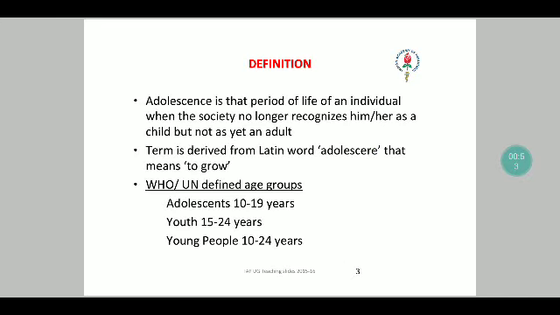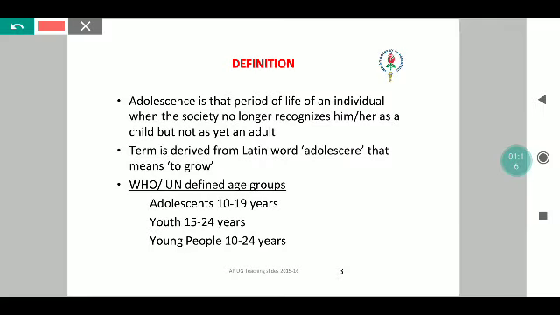With that introduction, coming to the definition, it's that period of life where the individual recognizes that society no longer sees him or her as a child, but at the same time not yet as an adult. Like I mentioned, it is a transitional period, and during this transitional period, you can define it by various age groups. The UN and WHO have jointly defined adolescence as a time between 10 to 19 years of age. It is important to keep this in mind, and at the same time, they have gone on to define youth as 15 to 24 and young people as 10 to 24 years of age.